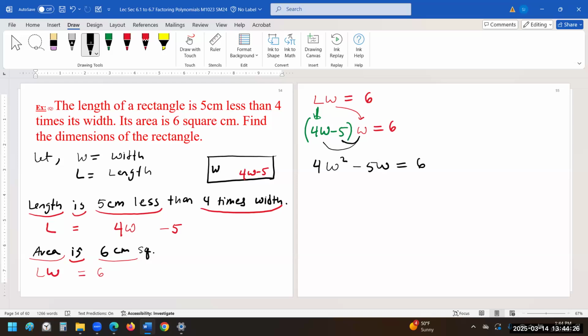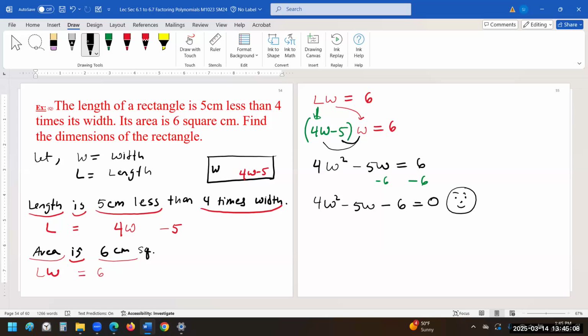Now this looks familiar, but we are not happy. Why not? No 0. Without 0, how can you solve anything? So what do we do? Subtract 6 from both sides. 4W square minus 5W minus 6 equals 0. And now we are very happy, because this is a quadratic equation, and we know how to solve quadratic equation. It's like, finally we see something that you know.